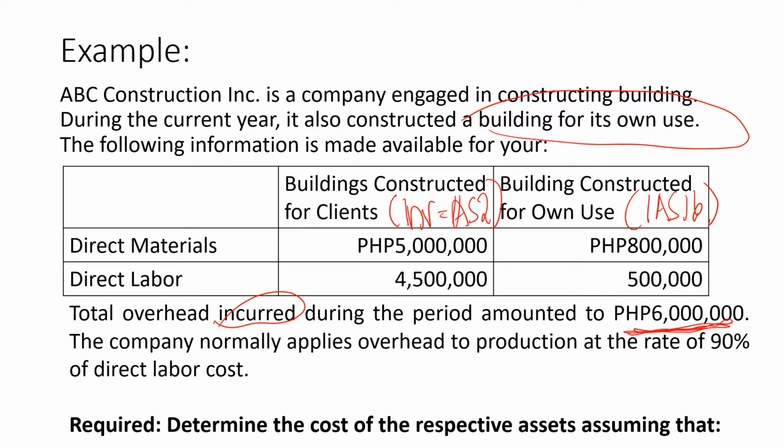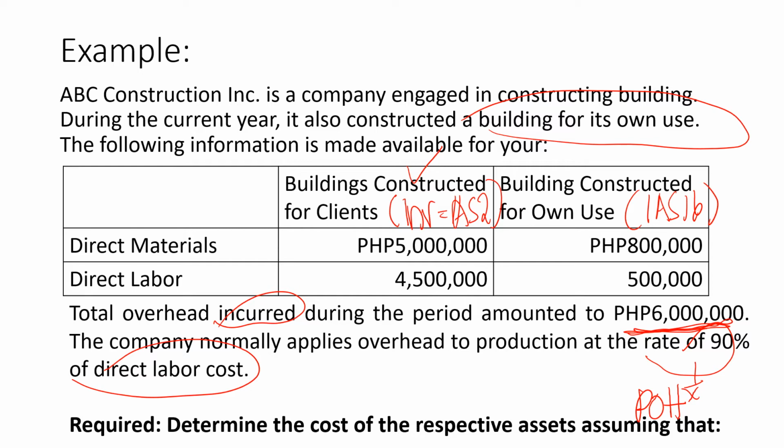The company normally applies overhead to production at the rate of 90% of direct labor cost. Itong 90%, ito yung predetermined overhead rate natin na ginagamit niya dun sa inventory. Sabi niya, determine the cost of the respective assets. Ibig sabihin yung inventory o yung building constructed for clients and building constructed for own use. Yun yung magiging IAS 16 PPE natin.